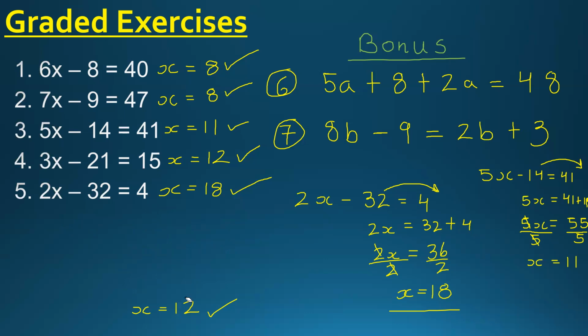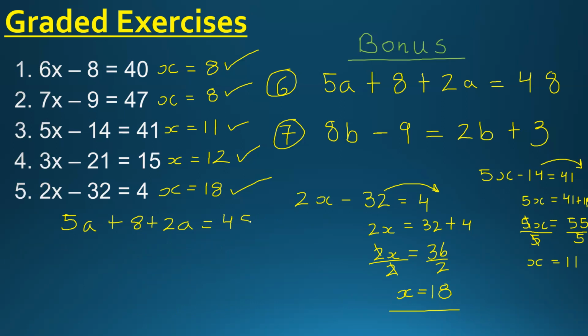Okay, so what I did, right? The equation says 5a plus 8 plus 2a equals 48. So what I did was 5a plus 2a. I deal with the 2a's first, which gives me 7a. So therefore I say 7a equals 40.